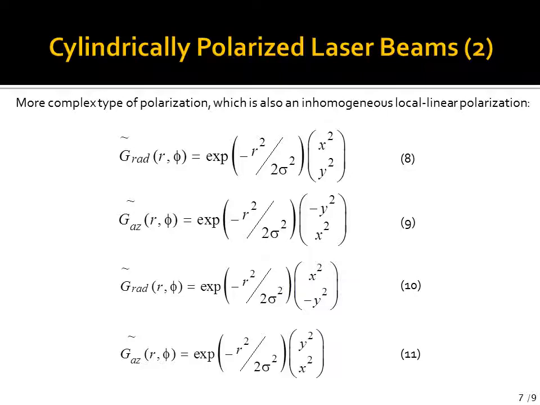Later, modeling was carried out for a more complex type of polarization, which is also an inhomogeneous local linear polarization, given by equations 8 to 11. Since with this type of polarization, from equations 8 to 11, unlike the classical azimuthal polarization, under sharp focusing the longitudinal component of the electric field should appear. And this fact is confirmed by the studies on the next slide.